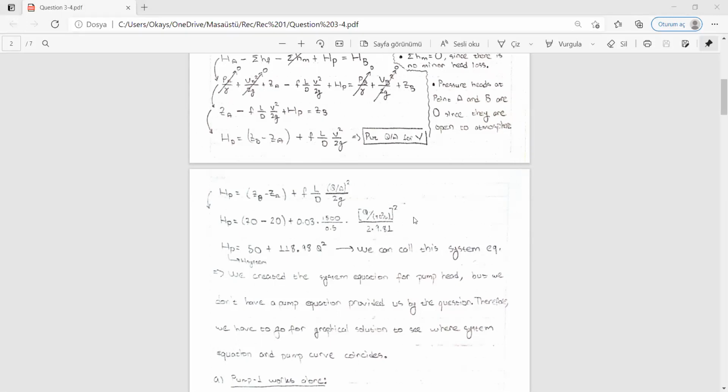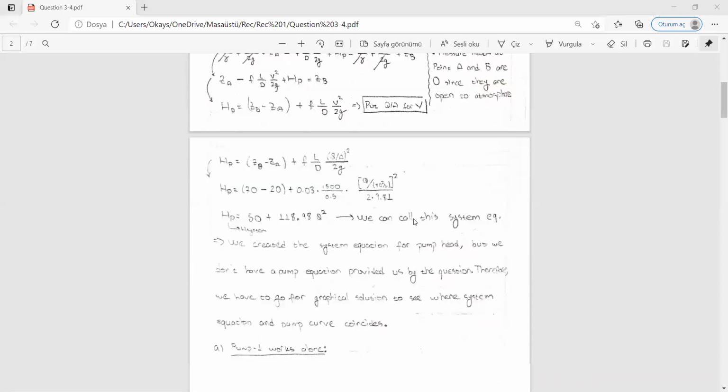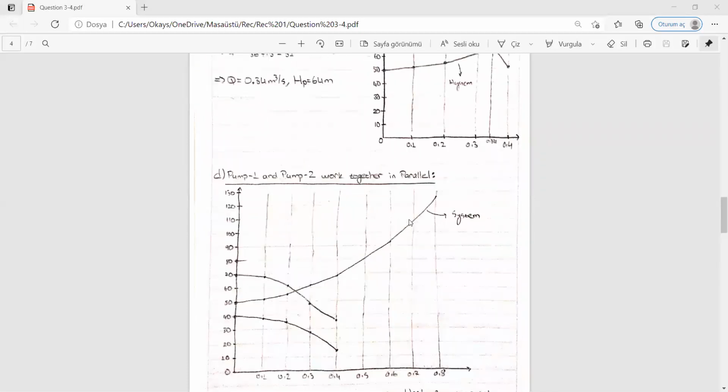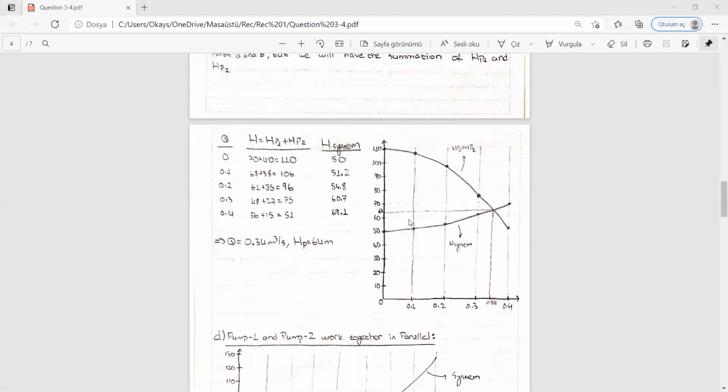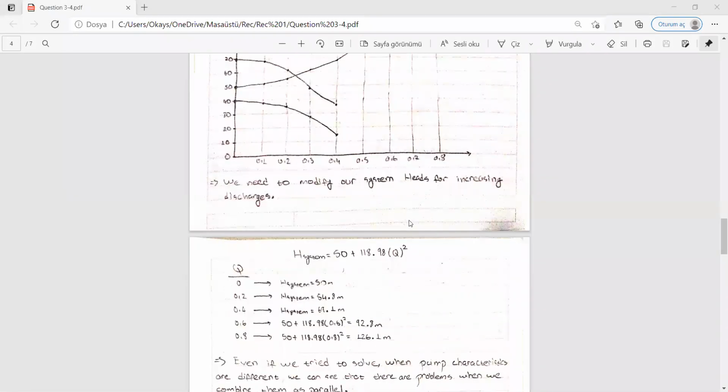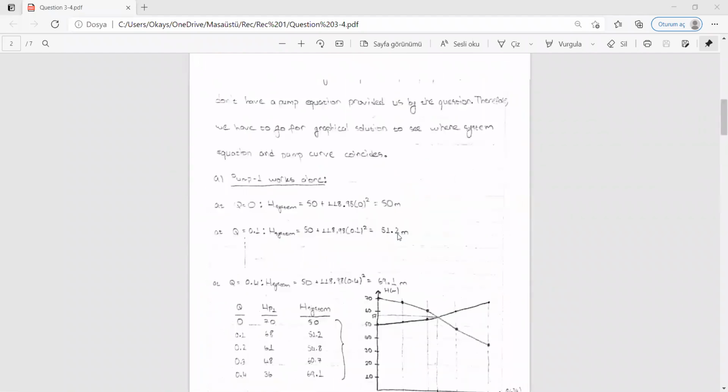Another question? Hocam, we are not responsible for part D, right? Yes, you won't have a question like this. I mean, they won't ask you to calculate for two different characteristic pumps when they run in parallel. They won't ask you any question like that. Okay, thank you. No problem.